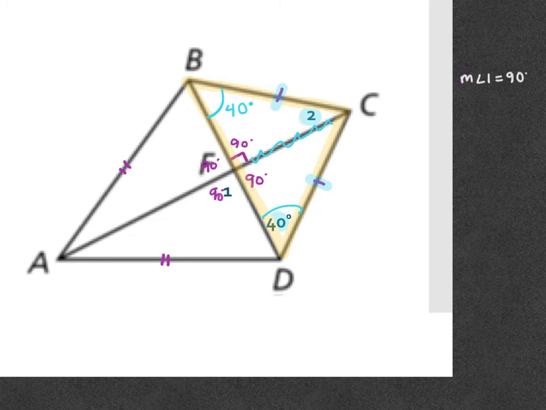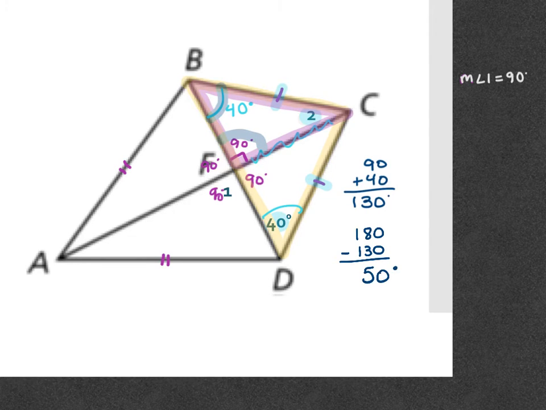Now, if you focus on the triangle over here, I have 3 angles. The 3 angles should add up to 180, and I know 2 of those angles. This is 40, this is 90. So if I add 90 and 40 together, I get 130 degrees. All 3 of them add up to 180, so if I just do 180 minus 130, I get what's left over, which is 50 degrees, which is going to be angle 2.